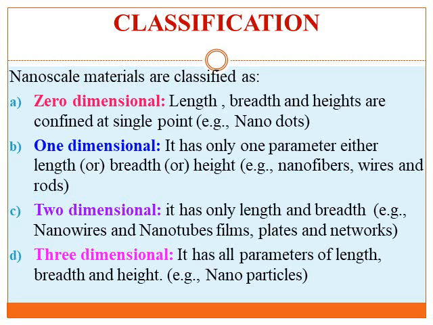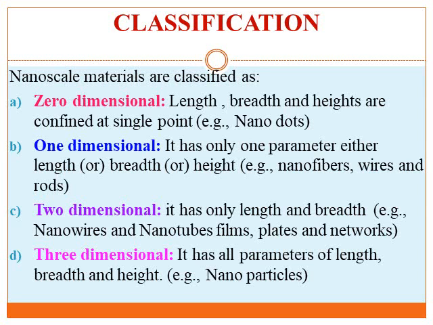Now the second one is one-dimensional nanomaterials. One-dimensional nanomaterials have only one parameter, either a length, or a breadth, or a height. So either the length, the breadth, or the height is fixed. The length may be 1 nanometer, 10 nanometers, or maybe 50 or 100 nanometers, or the height may be 1, 50 or 100 nanometers, and so on. Only one parameter is fixed in one-dimensional nanomaterials.